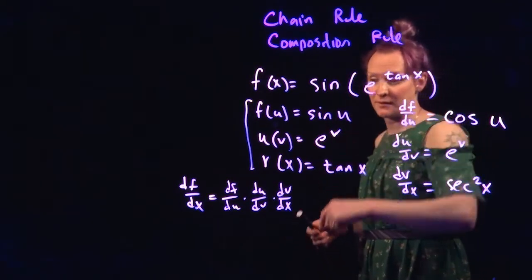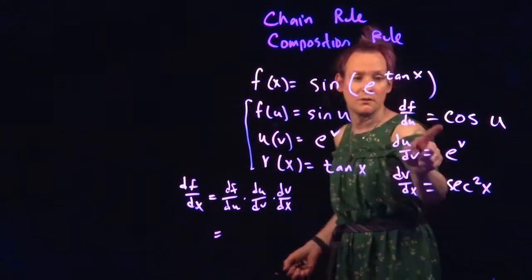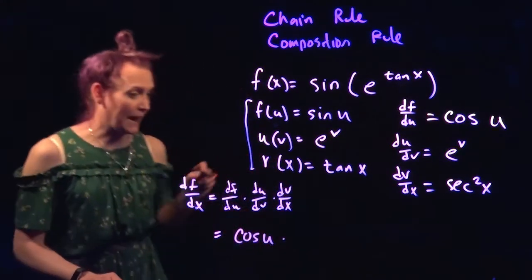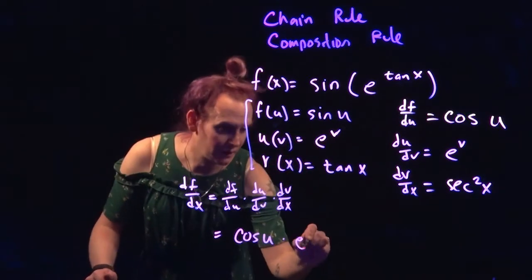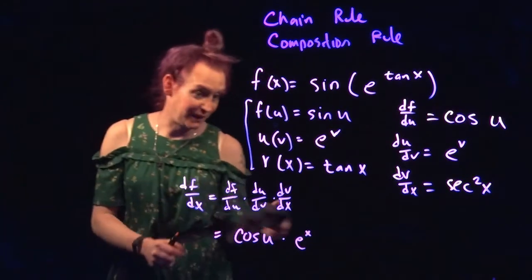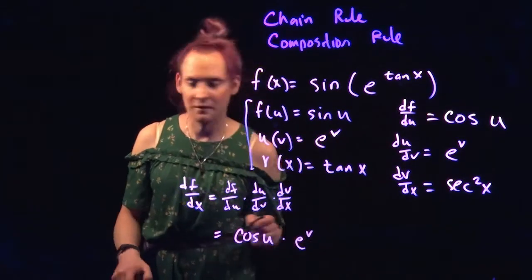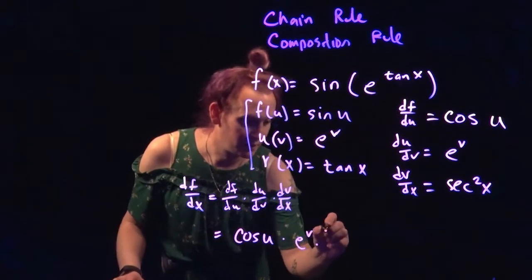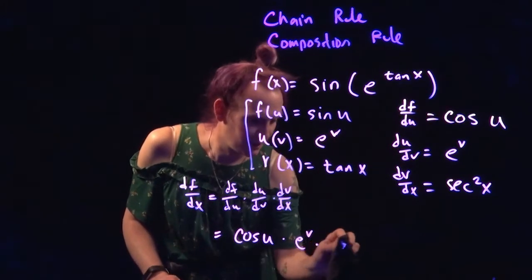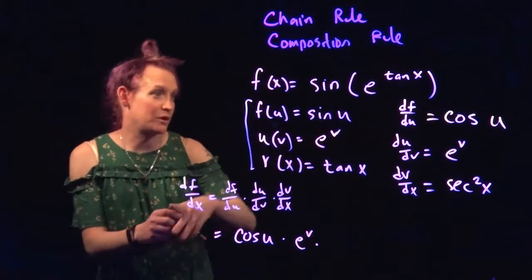So now I'm going to grab those pieces from here. df dx is equal to df du, cosine of u, times du dv, e to the v. Common error here. e to the v times, nope, what am I doing? Times, catching myself. Okay, times secant squared. It's the product of the derivatives.